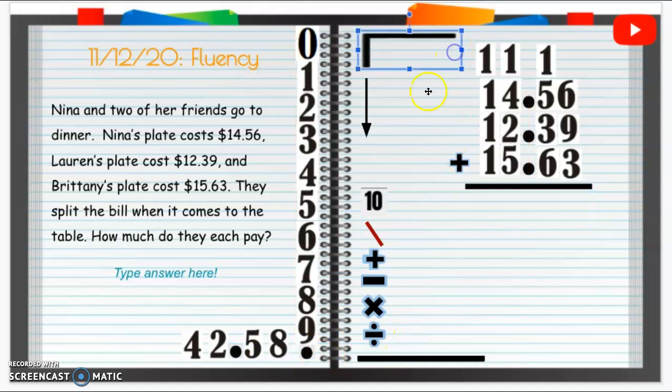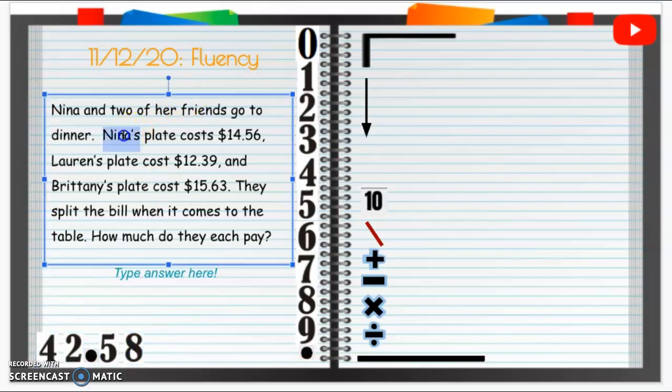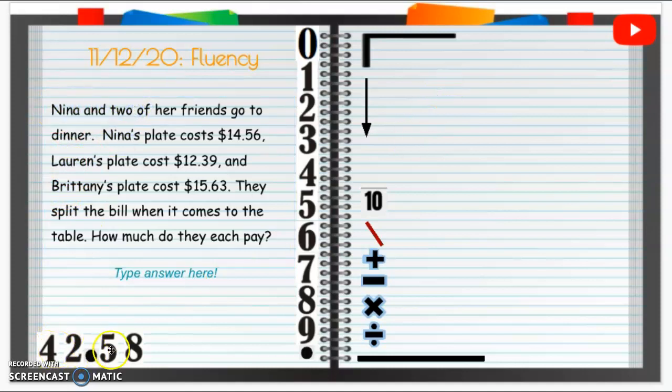Now, I'm going to take all these and delete them because now their bill is what they split amongst them. So how many of them are there? Well, there's Nina, Lauren, and Brittany. So Nina and two of her friends. So that means there's 3 of them total. So that means we're going to split the bill into 3. So assuming they're not paying a tip with their bill, they'll pay their own tips.